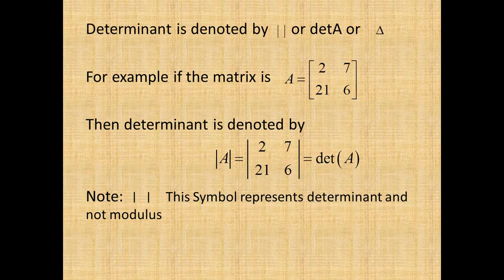Okay, so determinant is denoted by these marks which we have used as a modulus, but from now onwards we will not say this symbol to be a modulus symbol but a determinant symbol, or det A, or delta. For example, if the matrix is given to us as A equal to 2, 7, 21, 6, then the determinant of A is denoted by this, and we can write it in this manner. So whenever we put these two lines on a matrix, it becomes a determinant of a matrix.